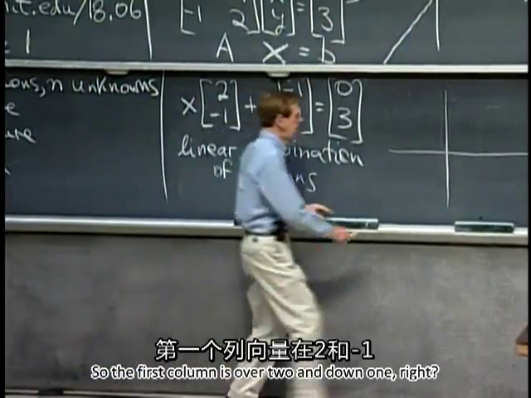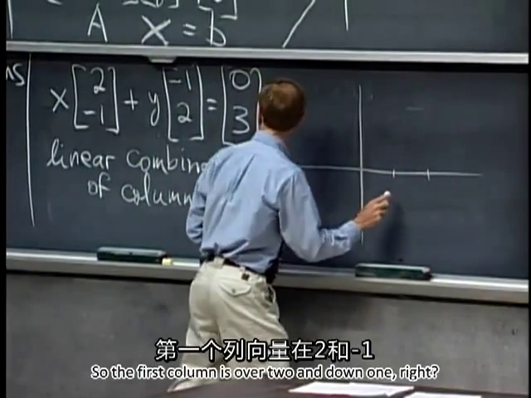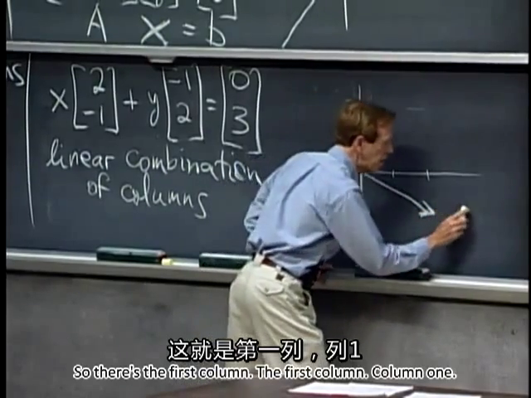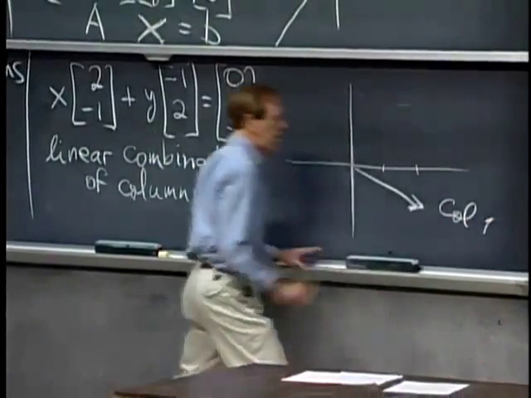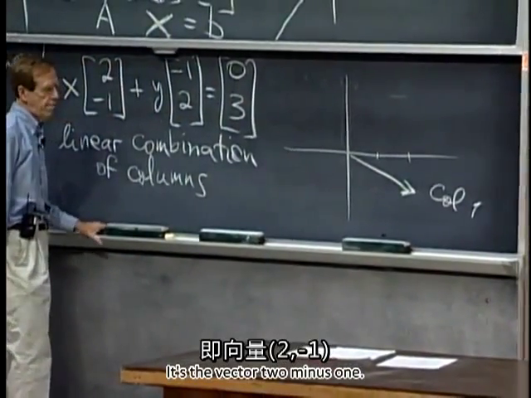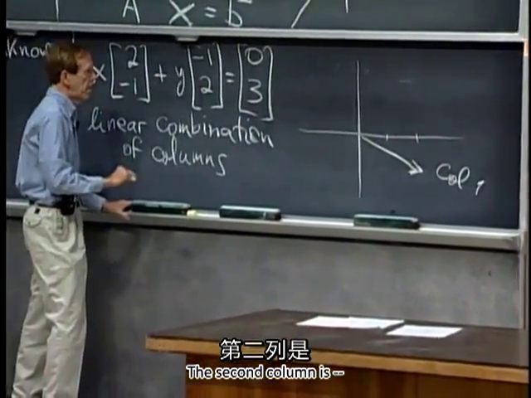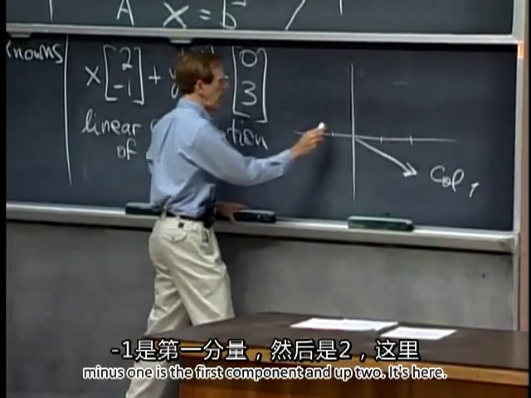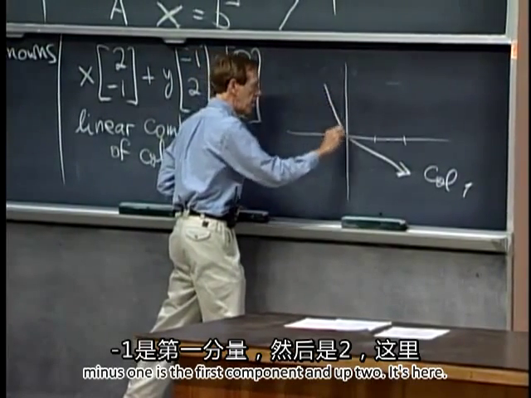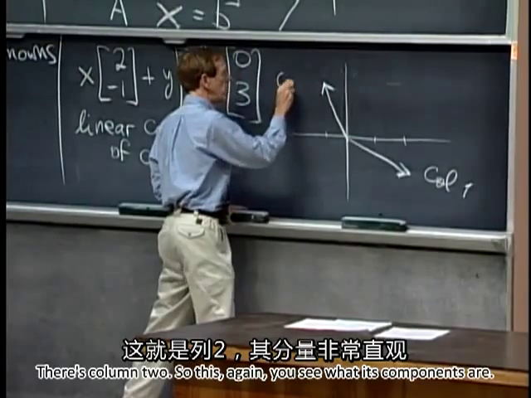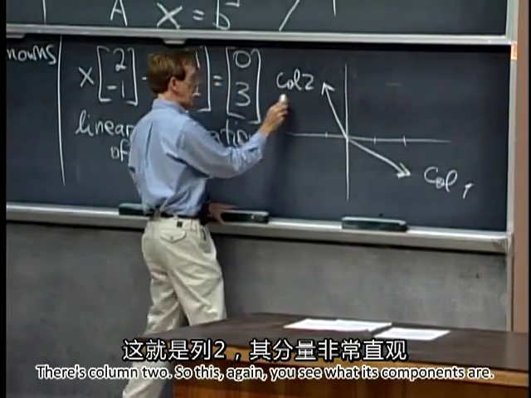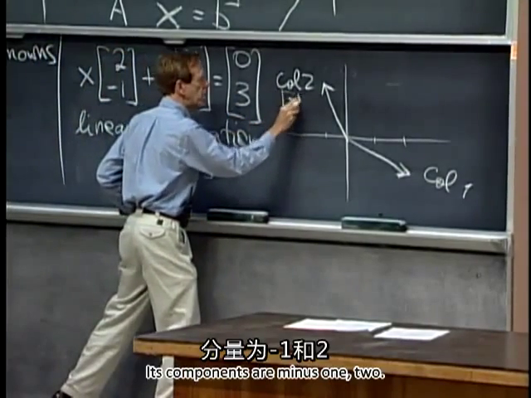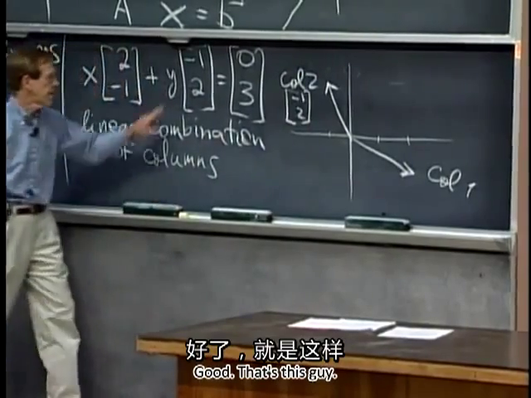So the first column is over 2 and down 1, right? So there's the first column, column 1. It's the vector 2, minus 1. The second column is, let's see, I go over minus 1 is the first component and up 2. It's here. There's column 2. So this, again, you see what its components are. Its components are minus 1, 2. Good. That's this guy.